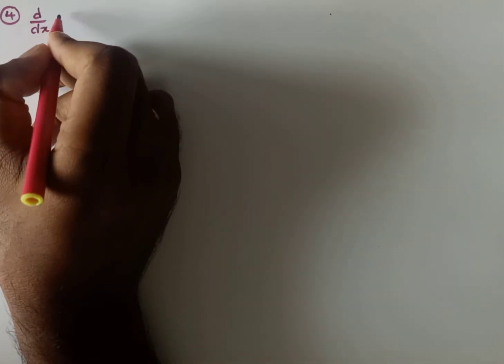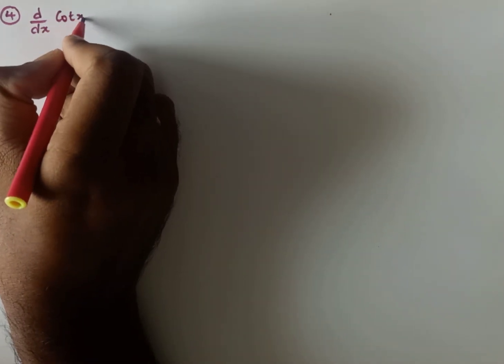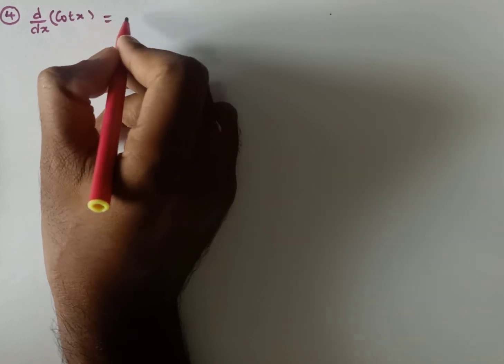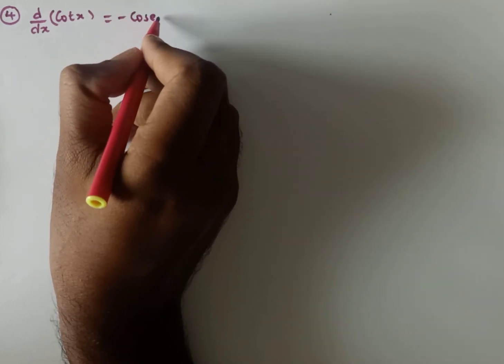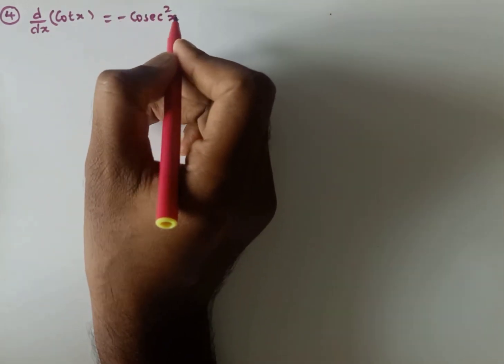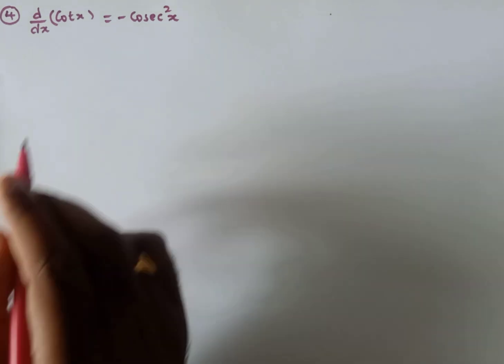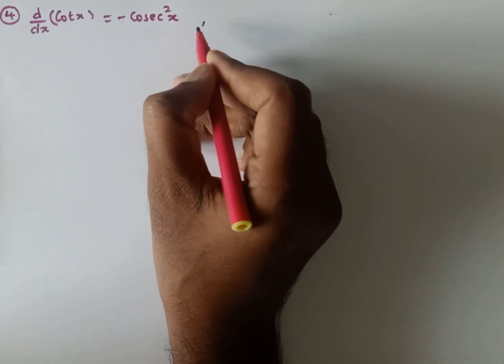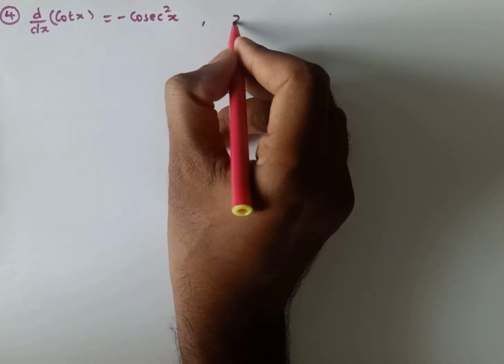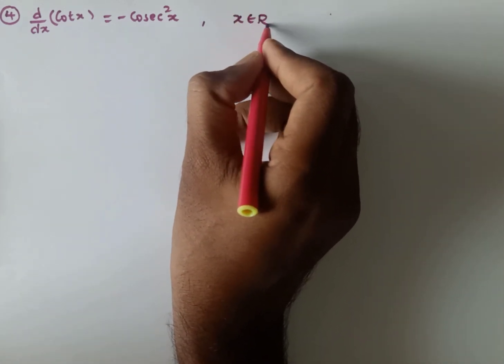Next, the fourth one. So this is d by dx of cot x, that is minus cosecant square x. Okay, now so you know how to evaluate the derivative of cot x.